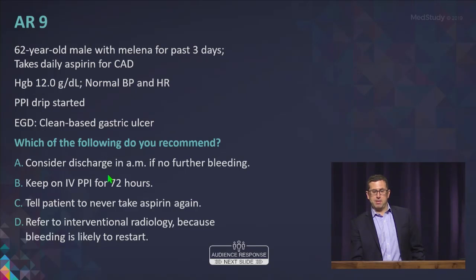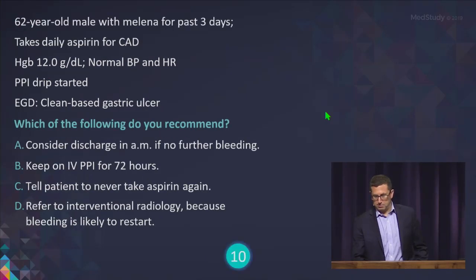Consider discharge in AM if no further bleeding. Keep on IV PPI for 72 hours. Tell patient to never take aspirin again. Refer to IR because bleeding is likely to restart. Let's see what everyone thinks.